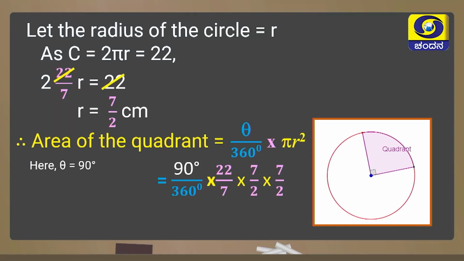So, 90 degree by 360 into pi, which means 22 by 7, r means 7 by 2 into 7 by 2. On simplification, 90 by 360 is 1 by 4, 7 and 7 cancel, and we got 77 by 8. Next, when this is simplified, we are going to get 9.6 centimeter square. Therefore, the area of the quadrant with radius 7 by 2 centimeter is 9.6 centimeter square. Keep this in your mind. We use square units to represent the area, children.